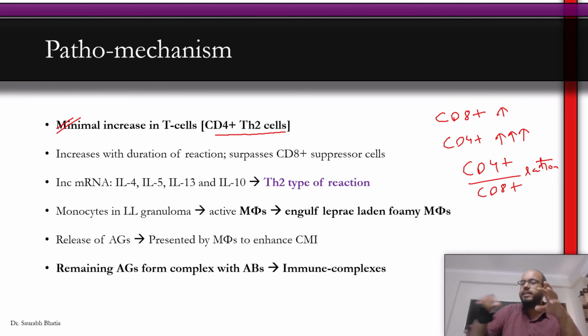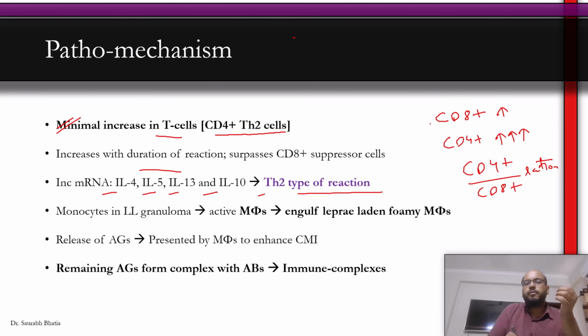So normally CD8 is more than CD4, so the ratio would be less. But during ENL, gradually the shift happens and CD4 positive cells increase and they replace CD8 suppressor cells. Initially there is a minimal increase in CD4 positive T cells, but with increasing duration, it surpasses the population of CD8 positive cells. There is increased mRNA for IL-4, IL-5, 13 and 10, which points towards a Th2 type of reaction.